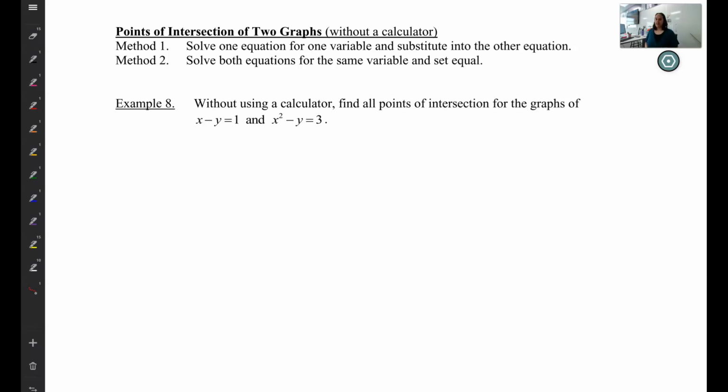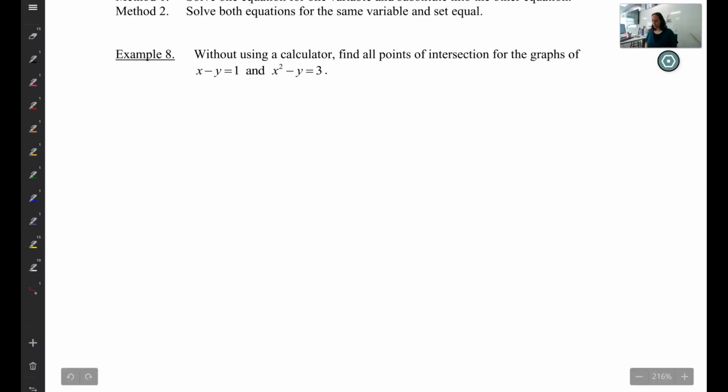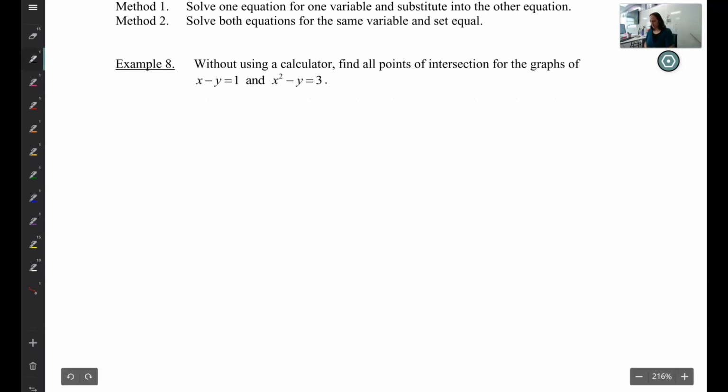Finally, last section of this lesson, finding the points of intersection of two graphs without using a calculator. There are two methods to do this. We only have one example, and I'm going to show you both methods. And then from there, you can pick whichever method makes the most sense to you and go with it.